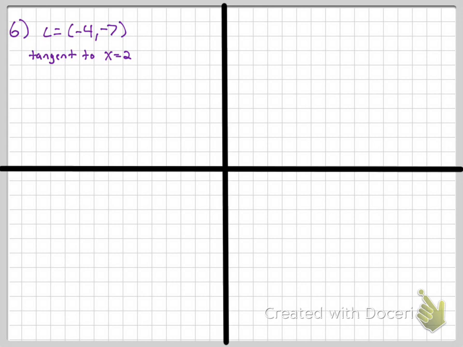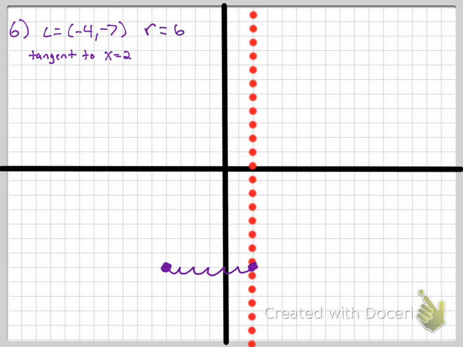Remember, x = 2 is a vertical line going through 2 on the x-axis. So, purple dot's my center. That red dotted line is where my circle touches. That means my circle goes through that point right there, which is 1, 2, 3, 4, 5, 6 away from my center. Okay.